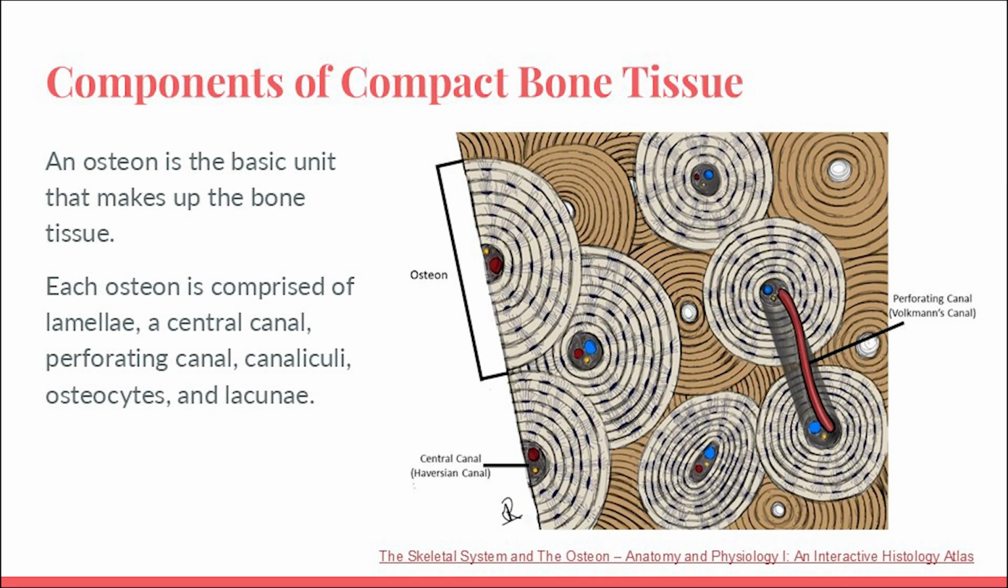Moving on to components of compact bone tissue. So you might have seen on the original slide, there was something called osteon. An osteon is the basic unit that makes up the bone tissue. Each osteon is comprised of lamellae, a central canal, a perforating canal, canaliculi, osteocytes, and lacunae. And I apologize for any mispronunciations of these words.